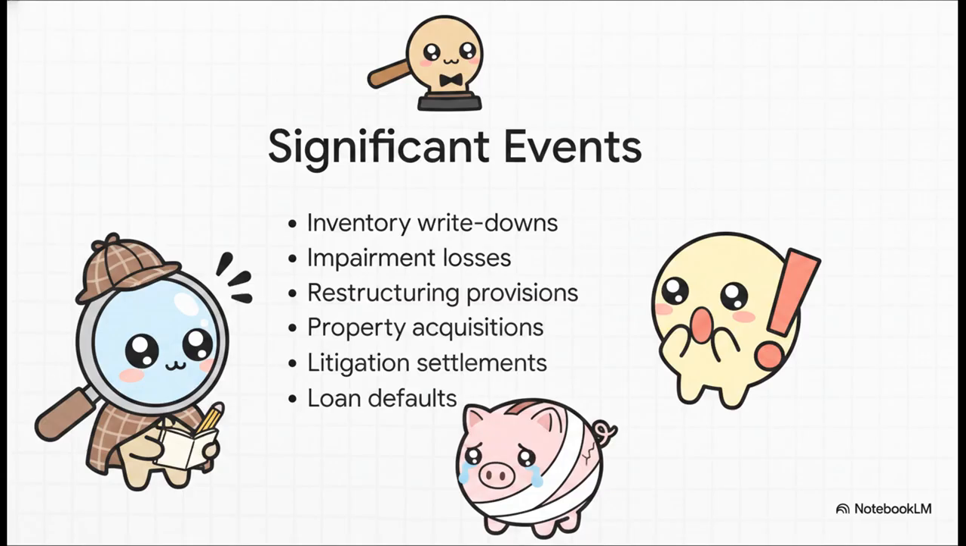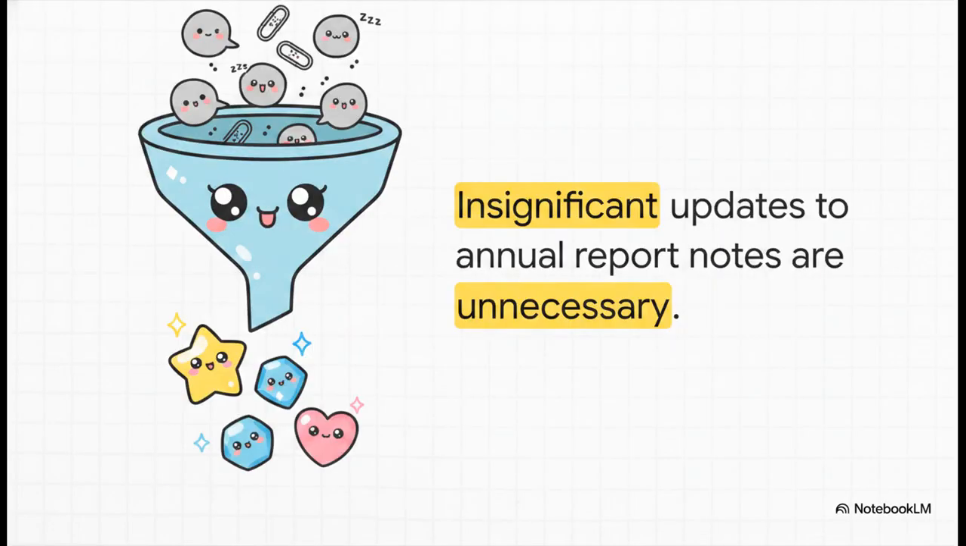These are the plot twists your users really need to know about. But on the flip side, because users already have access to your massive annual report, you can safely skip the minor day-to-day noise. Putting out relatively insignificant updates to notes you just published a few months ago, IAS 34 deems that completely unnecessary. You want to keep the focus sharp and strictly on what is material.